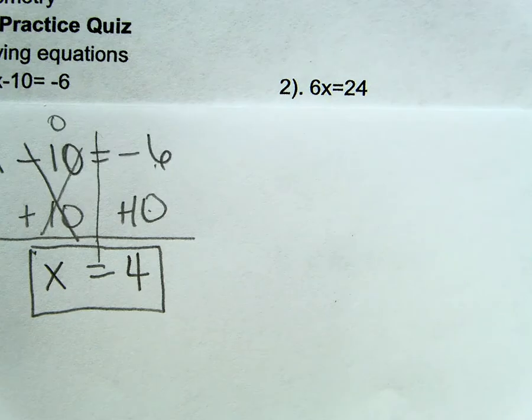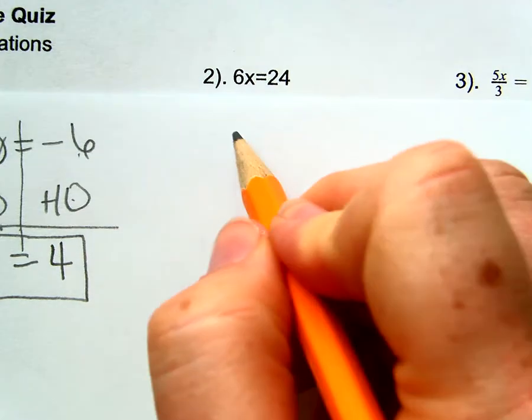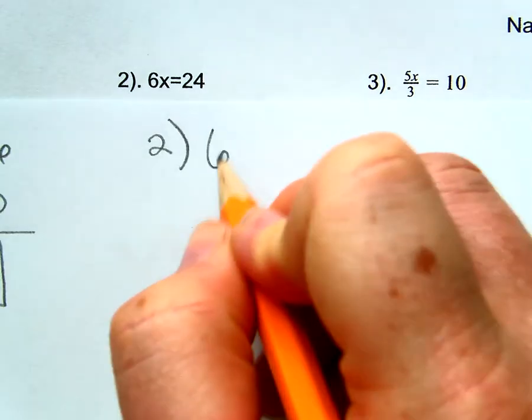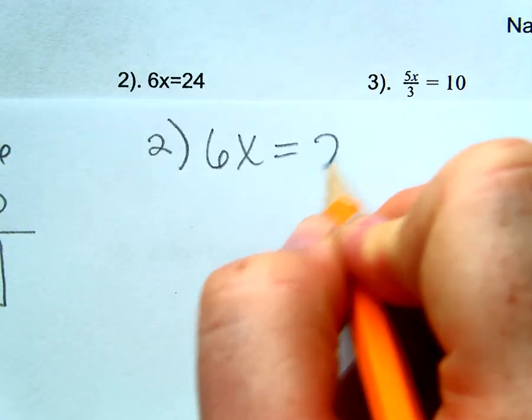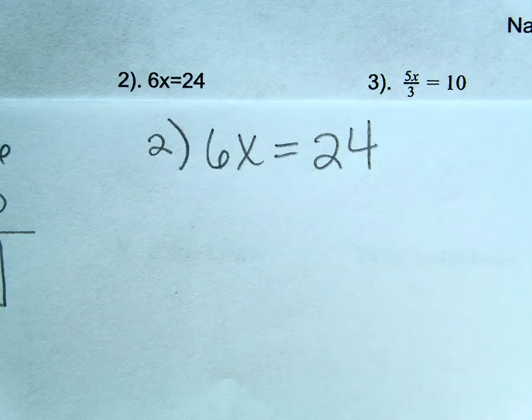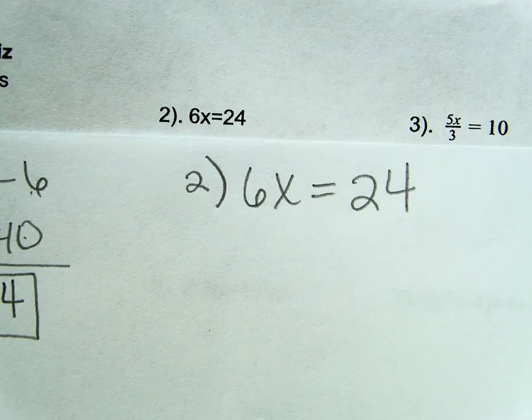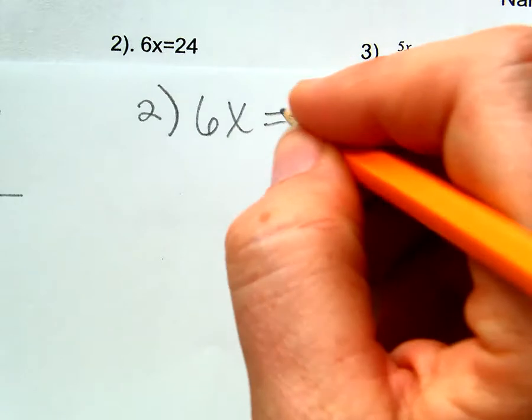All right, looking at question number 2. Same type of question, different operation. So the question is, 6 times what number would give me 24? You can probably do this one in your head, but remember in this class we always show quality work, so I need to know why things happen the way they happen.